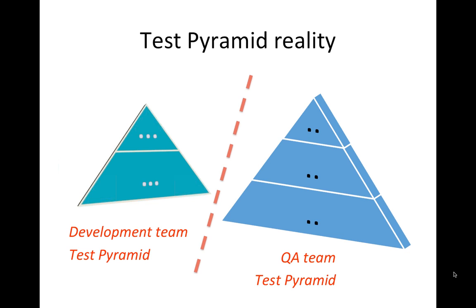So that is one form of reality where in teams there are two test pyramids that exist, and that is creating duplication or gaps in the automation testing effort.